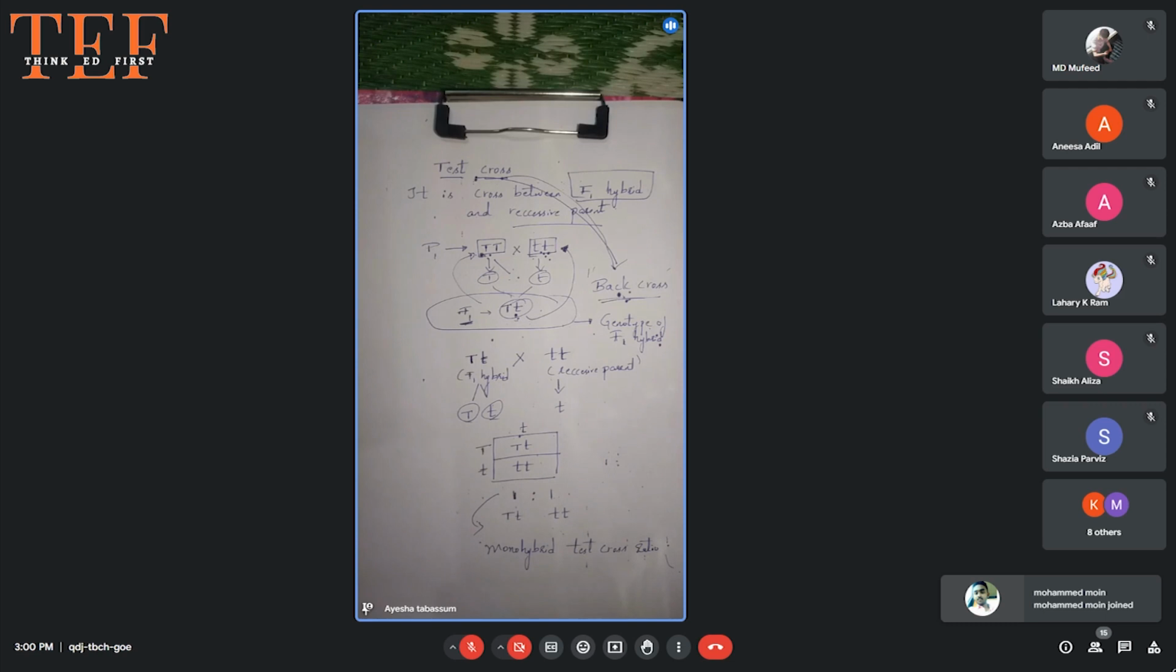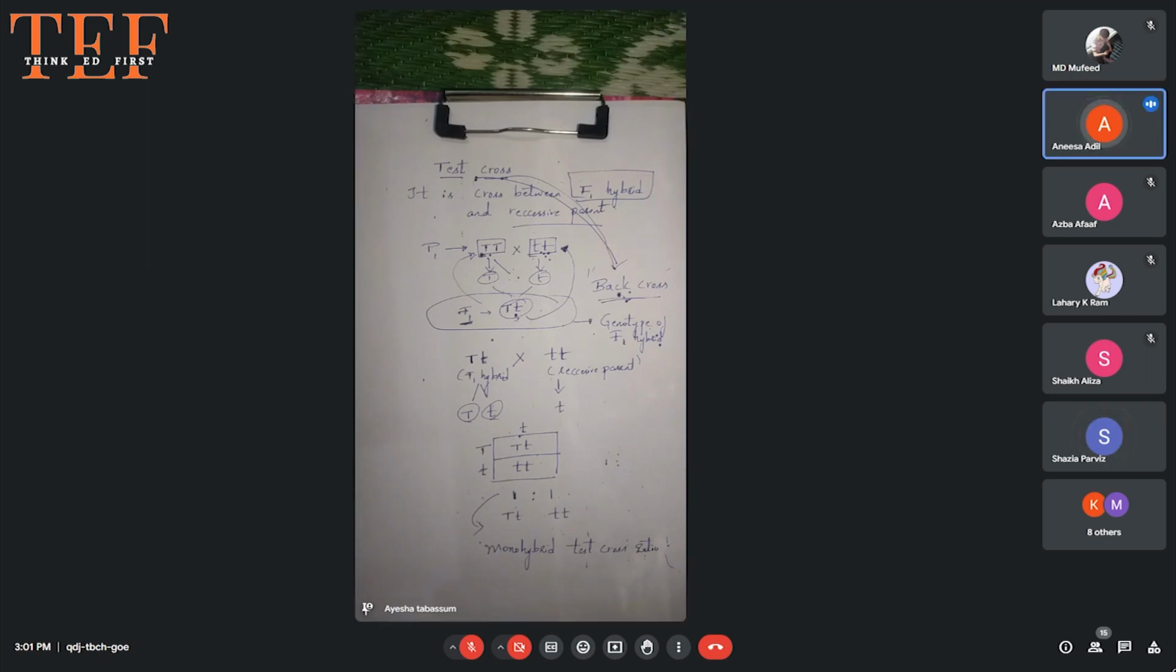Then apart from this, we have multiple allelism. You can ask me doubts if you have any doubts in this test cross because it is a very important topic. You have any doubt? Ma'am, is there any phenotypic or genotypic ratio in test cross?